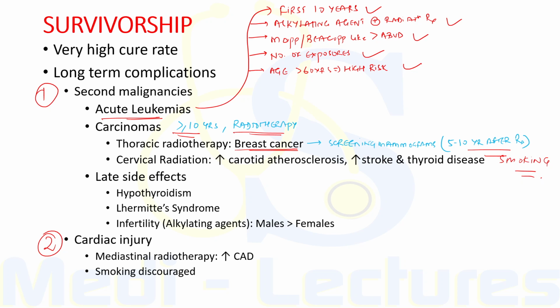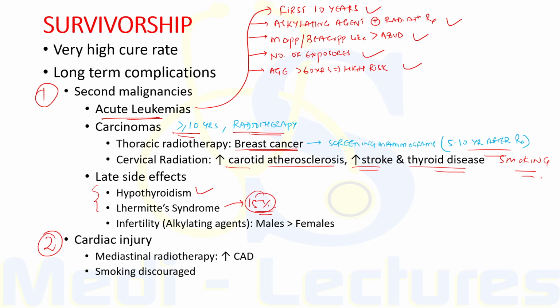Cervical radiation can increase carotid atherosclerosis, which can itself increase the risk of stroke as well as thyroid disease, including the malignancies. Late side effects in the patients who receive thoracic radiotherapy include hypothyroidism and Lhermitte syndrome, which can occur in 15% of the patients.